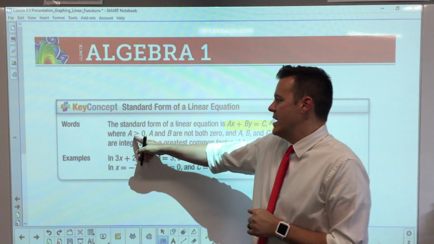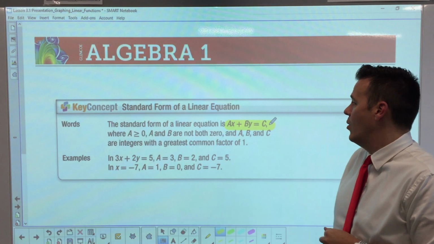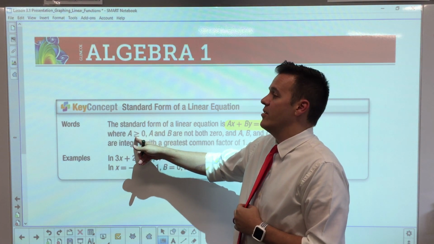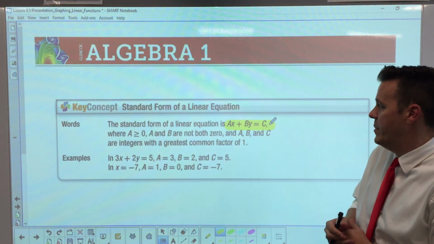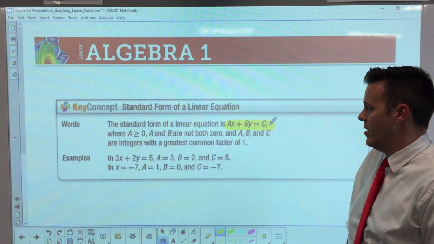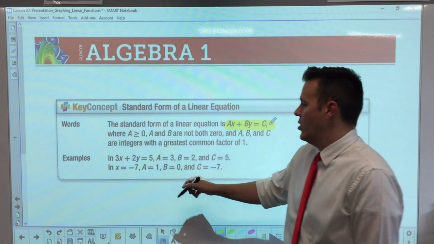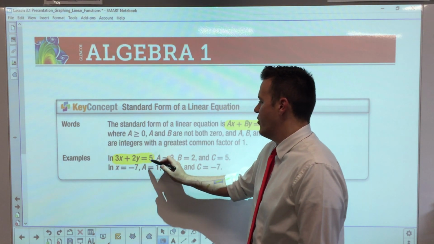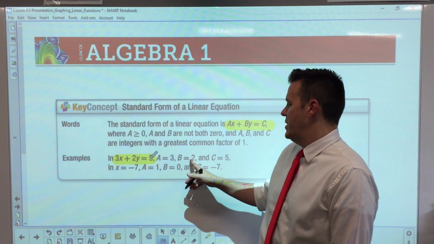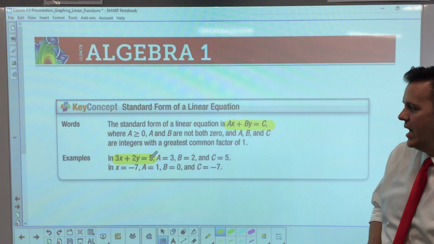Okay, where a is greater than or equal to 0, and a and b are not both 0. A, b, and c are integers with a greatest common factor of 1. So here is a standard form equation, okay? And in that standard form, a is 3, b is 2, and c is 5, okay?